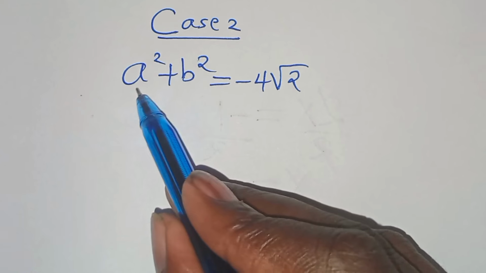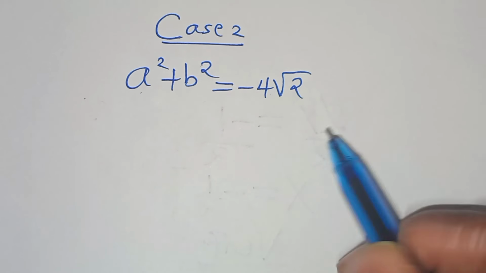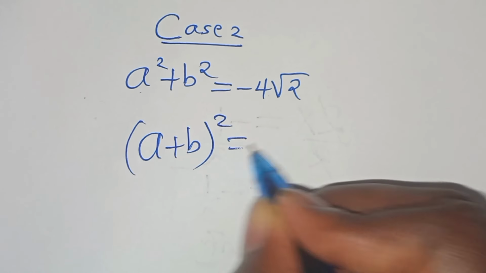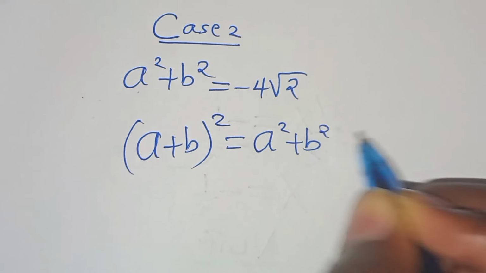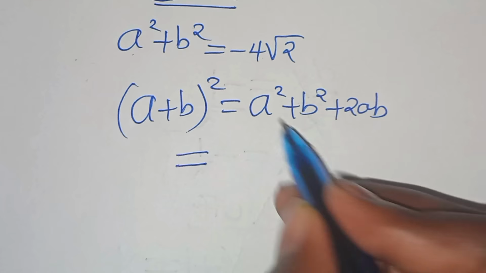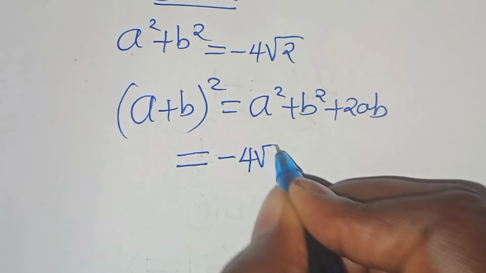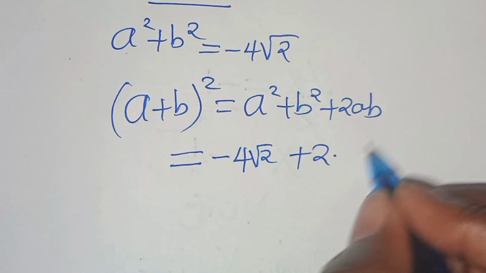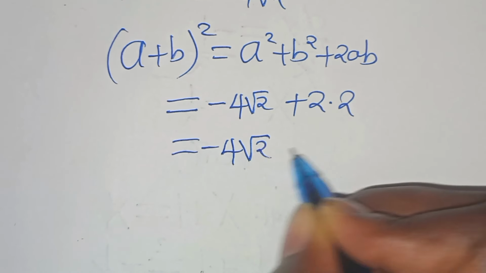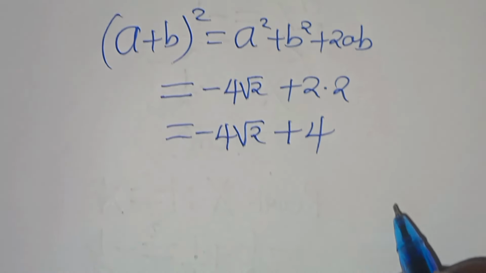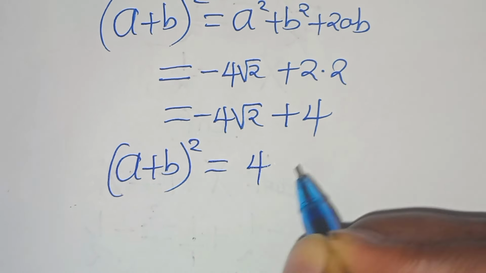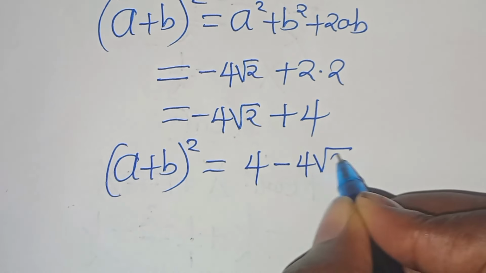Now in case 2 here we have a squared plus b squared, this is minus 4 root 2. And we have that (a plus b) raised to the power of 2 can be expressed as a squared plus b squared plus 2ab. Now this means that a squared plus b squared is minus 4 root 2, then plus 2 times a times b, which is 2. So this implies that we have minus 4 root 2, then plus 2 times 2, which is 4. So (a plus b) raised to the power of 2 is equal to 4 minus 4 root 2.